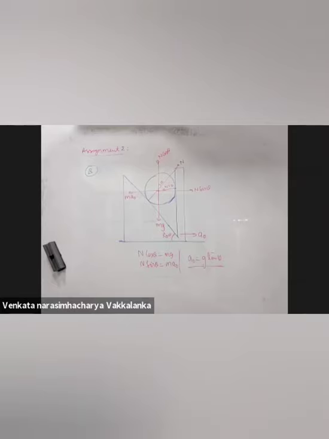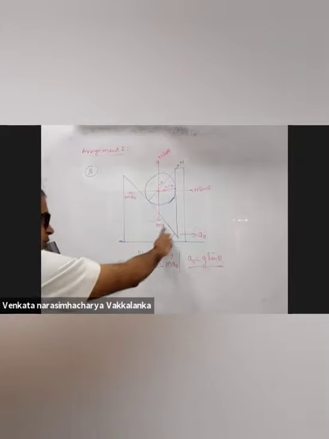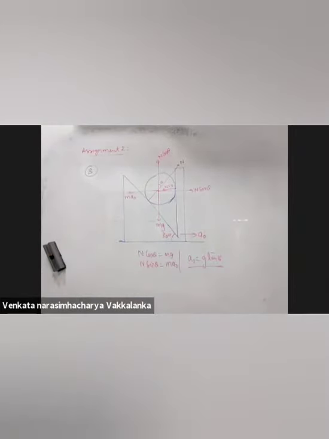So that wedge constraint and the block, they are connected right at the bottom. These both are the same.